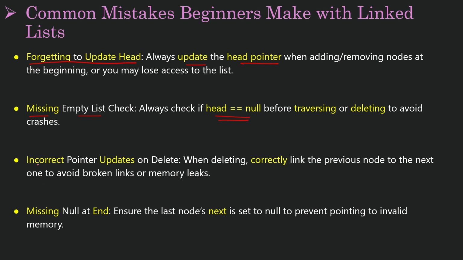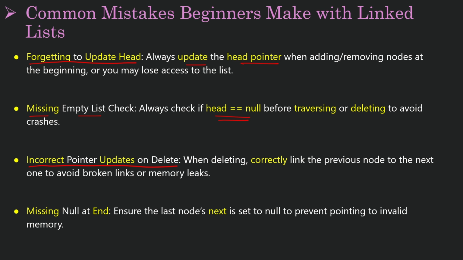In our code example, we handled this by starting with an empty list, but it's a good habit to add checks. Losing track of pointers when deleting. When deleting a node, make sure to update the pointers correctly. For example, if you delete 5 from 3, 5, 10, you need to set 3's next pointer to 10. If you don't, you might end up with a broken link or a memory leak.